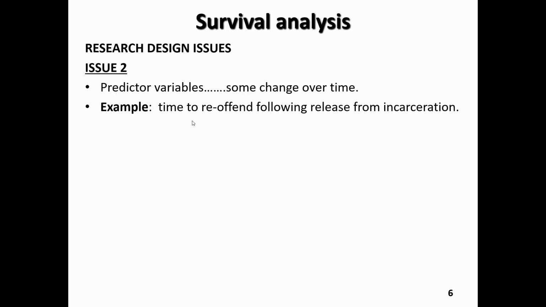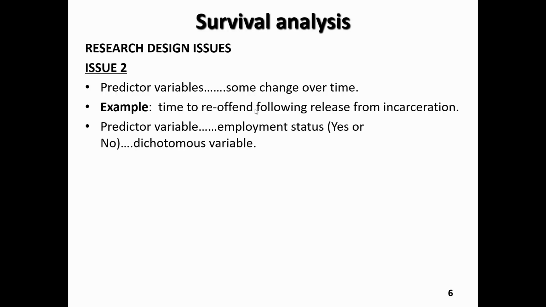if we are examining the time to reoffend following the release from incarceration. So we have somebody who's been incarcerated for some crime, they achieve parole or a full release, and our interest here is the time to reoffend. The reoffending is the actual event in question. So in this particular type of study, researchers might be interested in whether the employment status of the individual would have an effect on the time to reoffend. And so this particular predictor variable is dichotomous in nature, where we just simply say, yes, the person is employed, or no, the person is not employed.